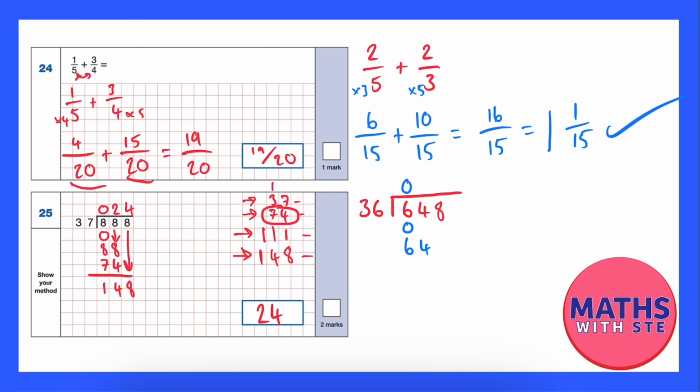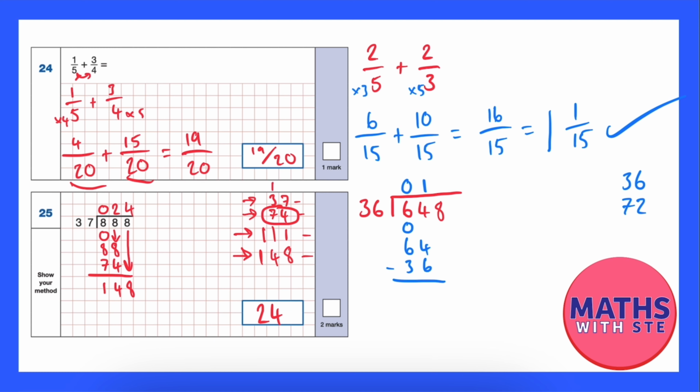So how many times does 36 go into 64? 36 times tables. Let's go. We're going to go 36, and then 36 add 36 is 72. Oh, it's only going to go in one time. Okay, and 1 times 36 is 36. I'm going to take away that from there.